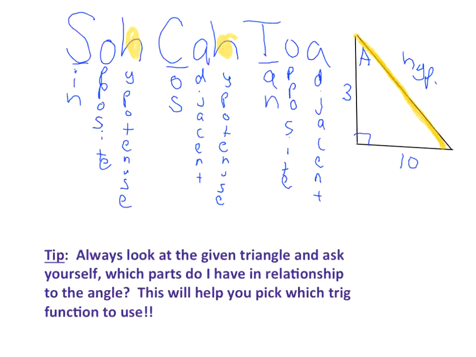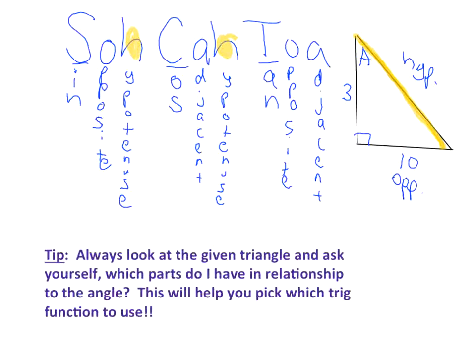Now I have two sides left to label. One's the opposite, one's the adjacent. The second easiest side to label is opposite, and here's why. Let's find the angle that they're talking about. If we're talking about angle A, the opposite side is the one that's directly across from it. So does that mean the 3 or the 10 is my opposite? Which one's straight across from the A? The 10. This is your opposite.